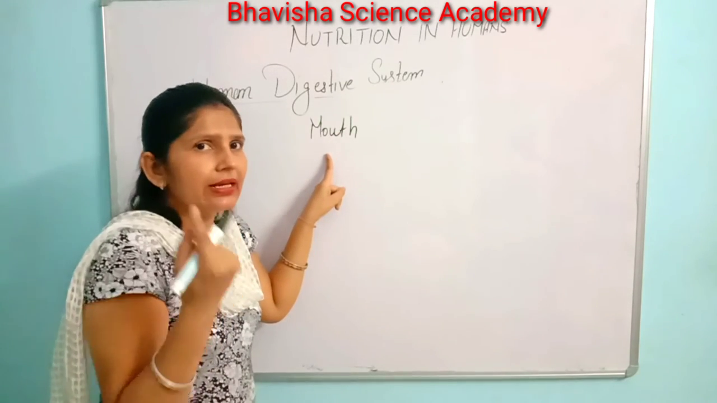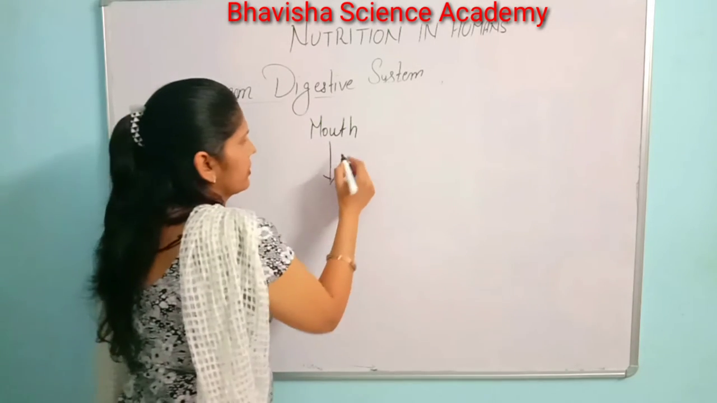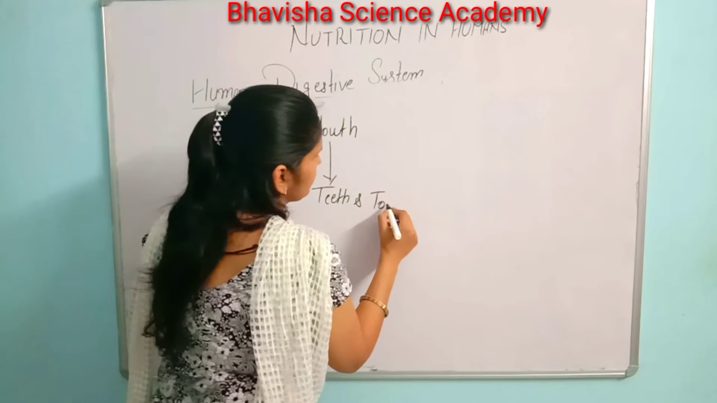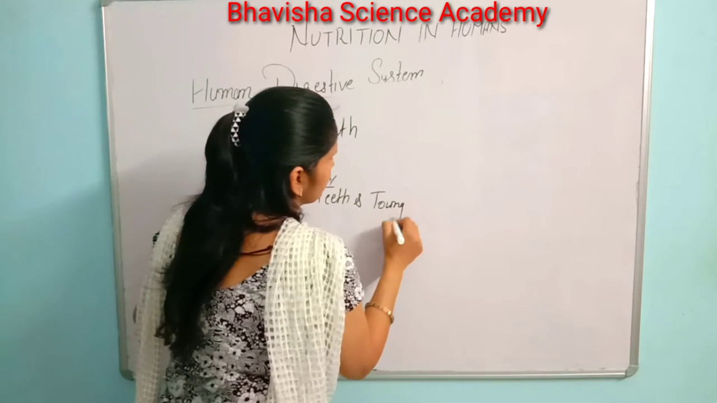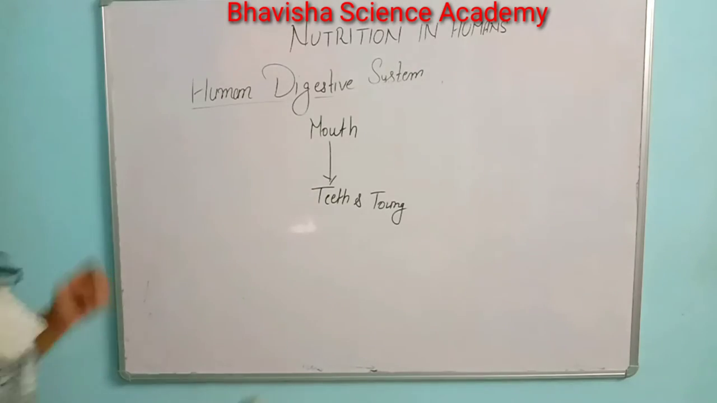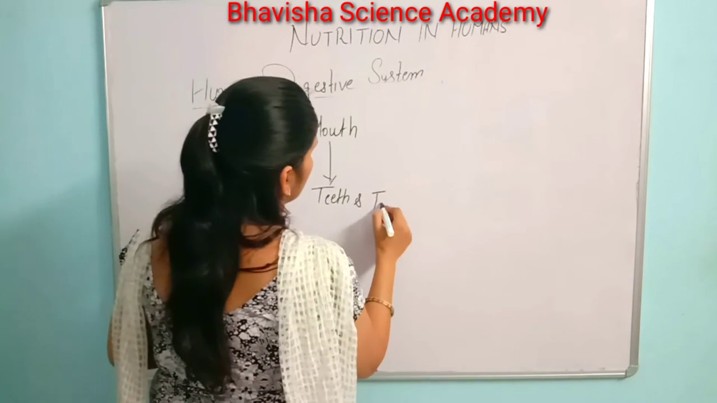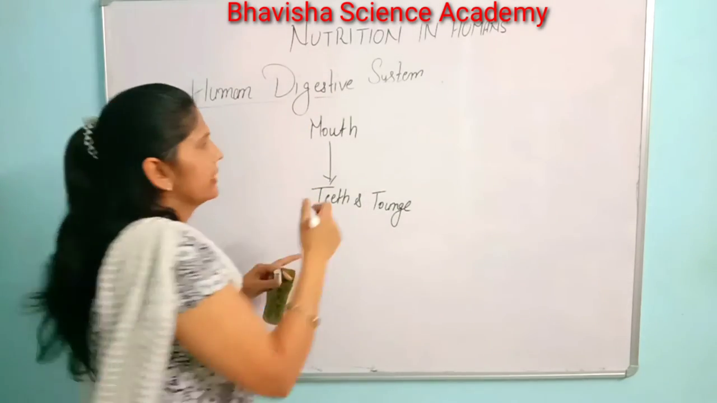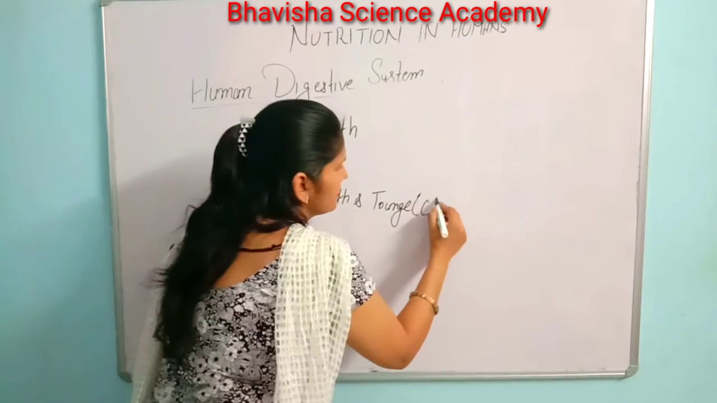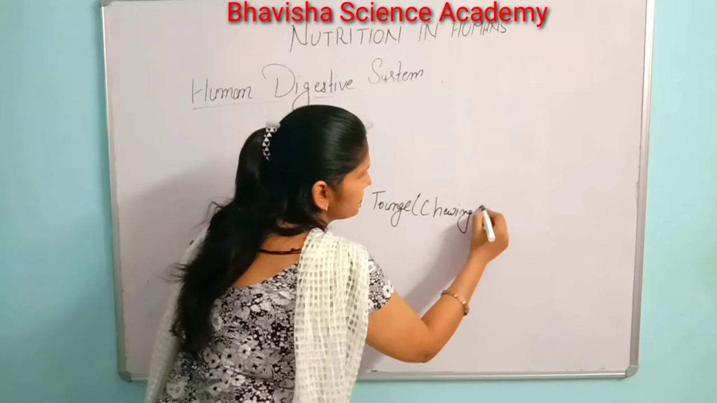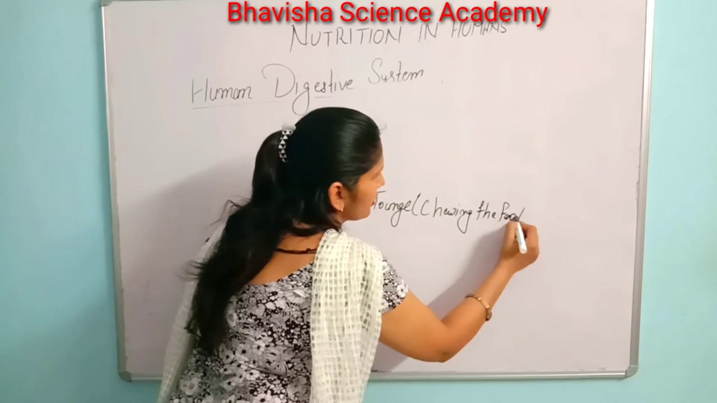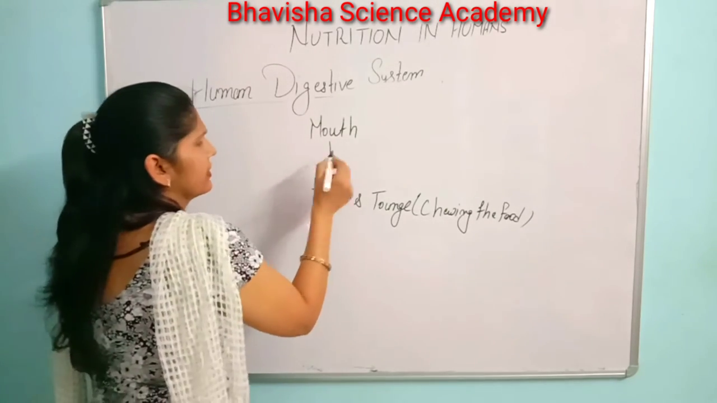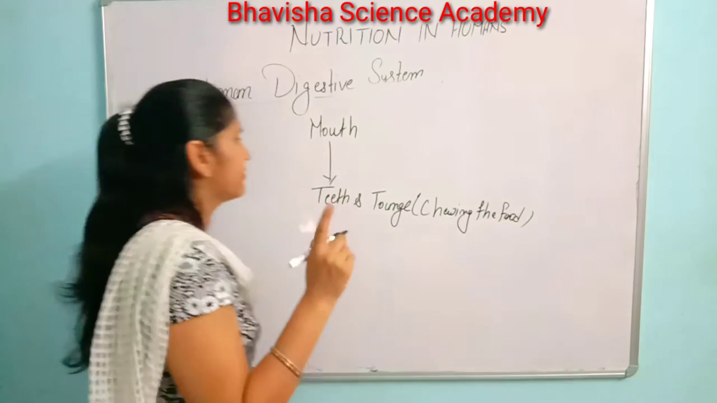In mouth, there are teeth and tongue, which help in chewing the food. There are salivary glands. Which gland is present in our mouth? Salivary glands.